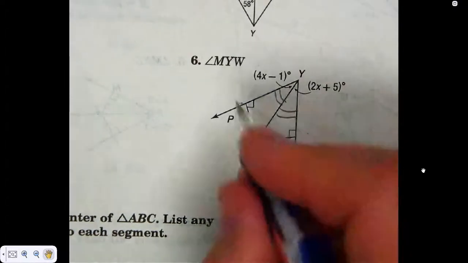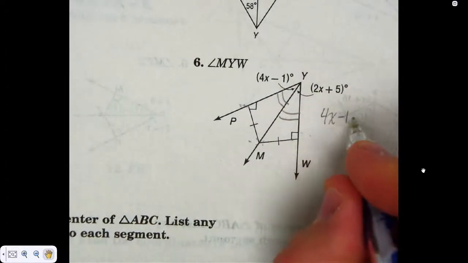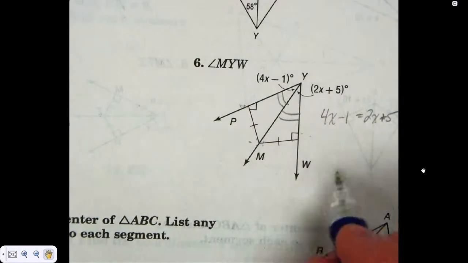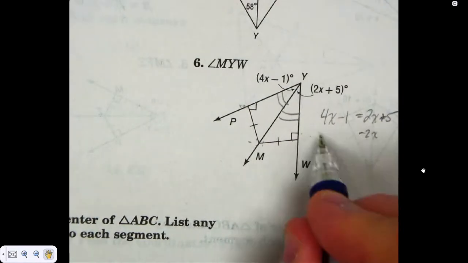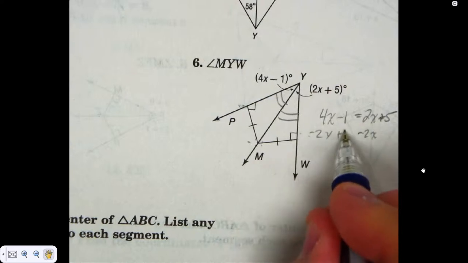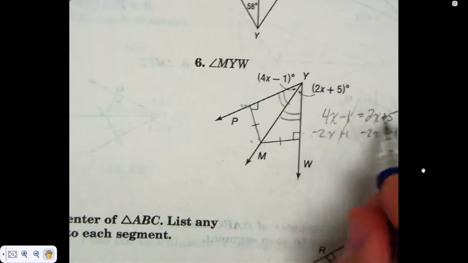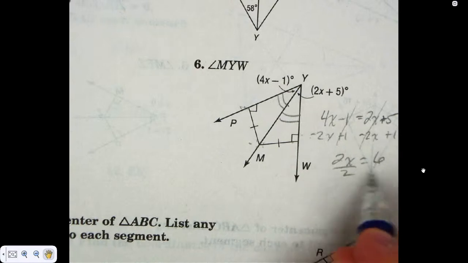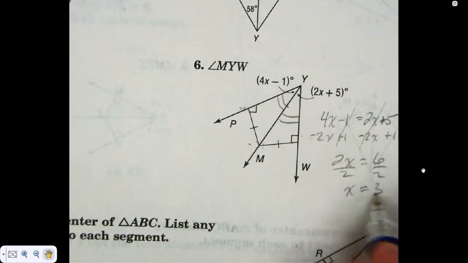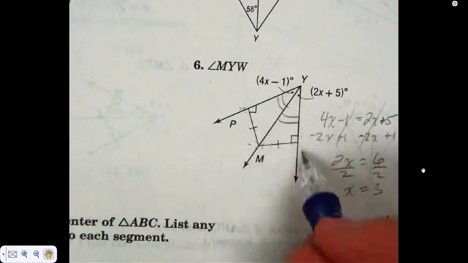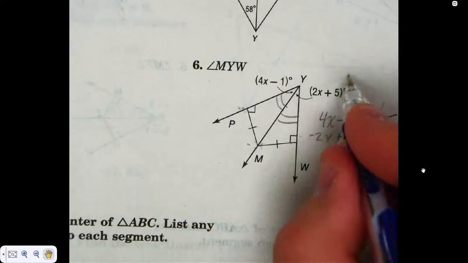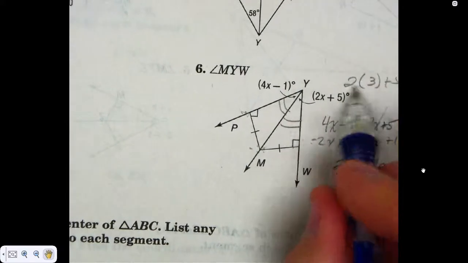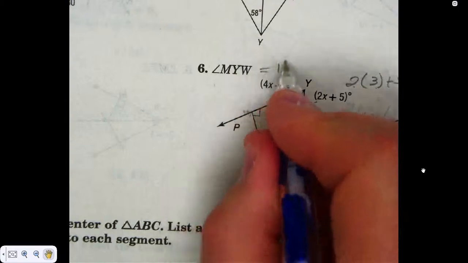So here it'd be 4x minus 1 is equal to 2x plus 5. I'm going to subtract 2x, but I'm also going to add 1. I'm left with 2x is equal to 6. X is equal to 3. They asked for MYW. So that's 2 times whatever x is, which is 3, plus 5. 2 times 3 is 6 plus 5. The answer is 11.